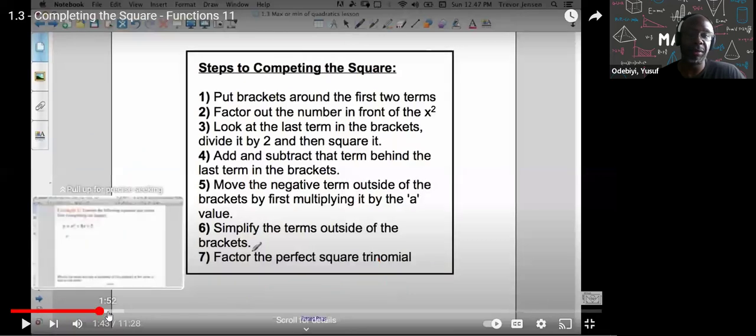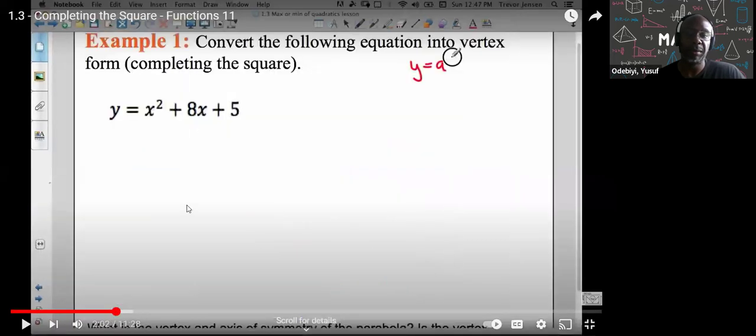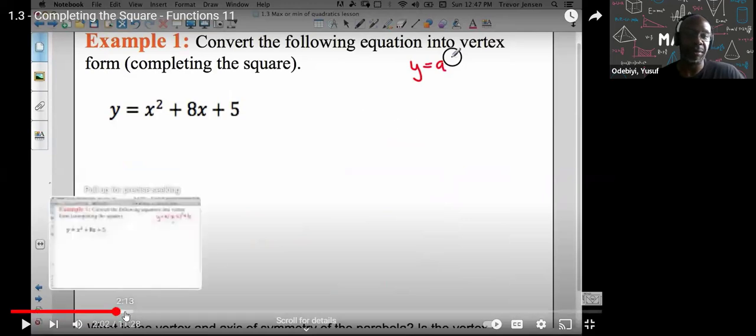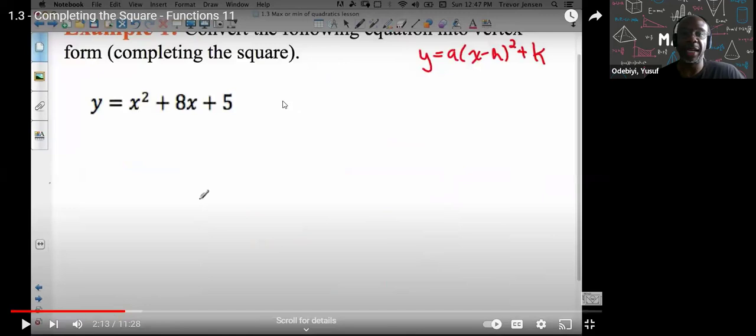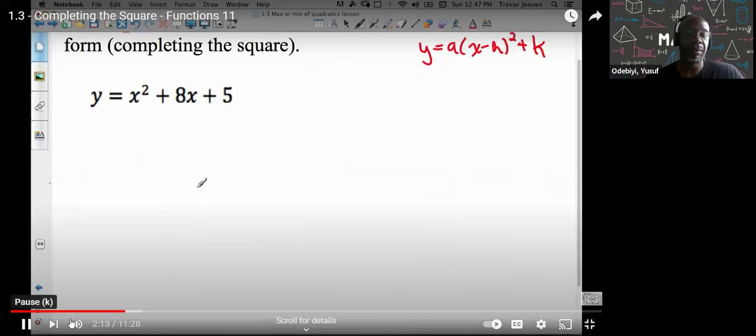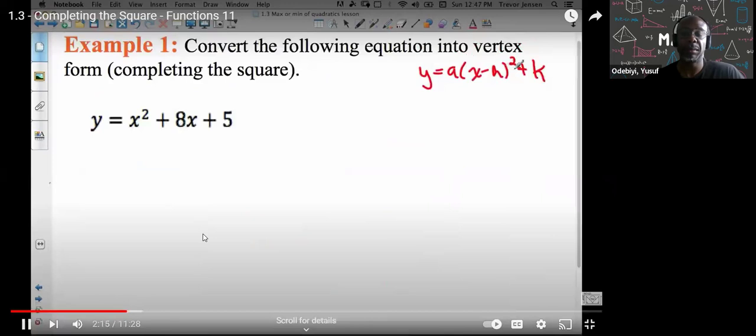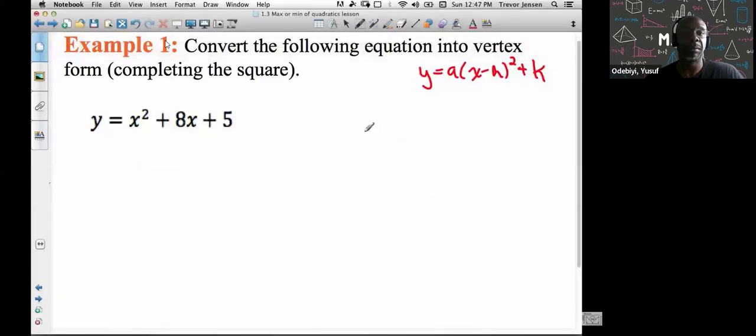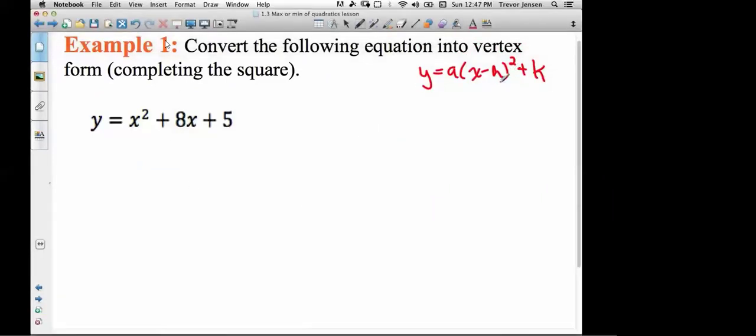Okay, so here's one here. Convert the following equation to vertex form. Vertex form looks like that. So we're going for the first step. First step is going to be brackets around the first two terms. So I'm going to play the video and you'll see. Create the perfect square trinomial so that when we factor it, we get this binomial squared so that we can easily pull out our vertex h, k.